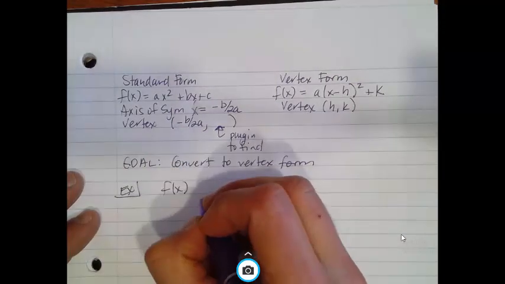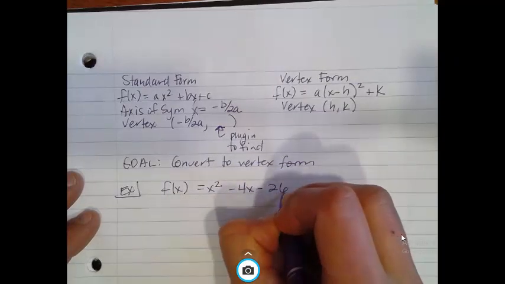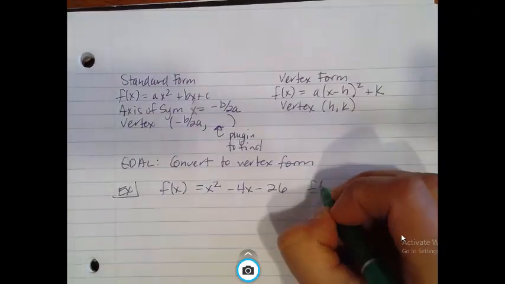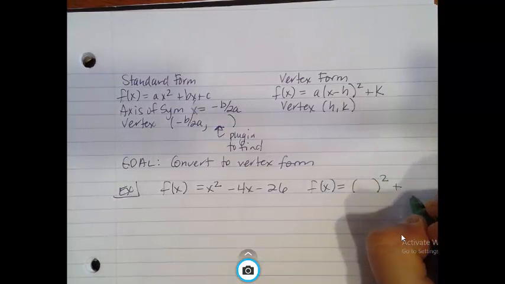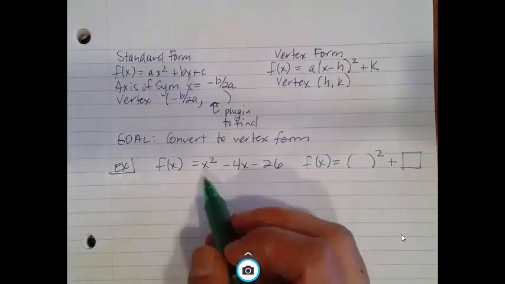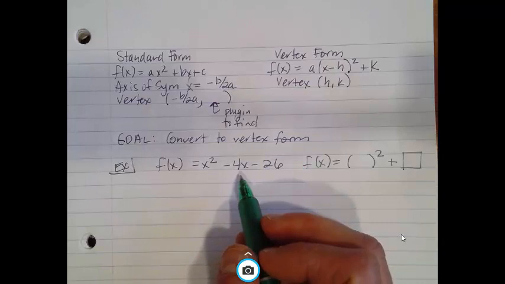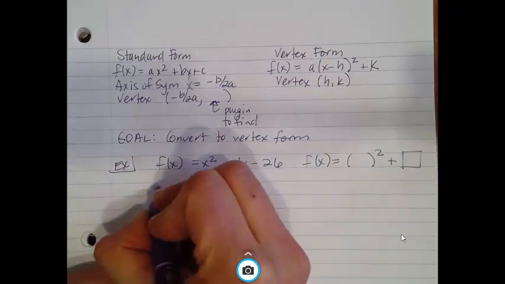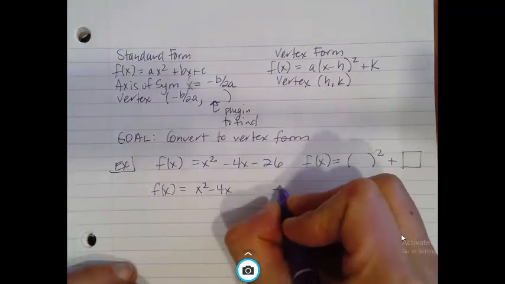Let's say we start with f of x equals x squared minus 4x minus 26. Remember, I want to write this as f of x equals something squared plus something. I just have to find them. So the first thing that I'm going to do is separate out this 26. I'm not going to bring it to the other side like we did before, but I'm going to separate it out a little bit. So I'm going to rewrite my given equation as f of x equals x squared minus 4x, and move the 26 just over a bit.